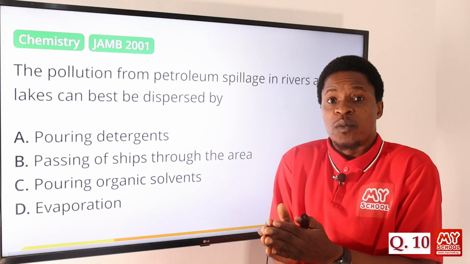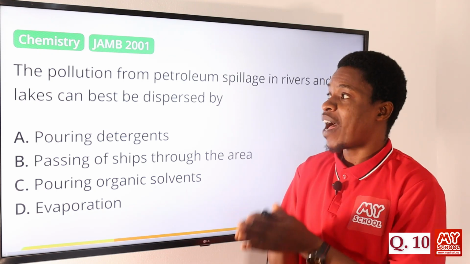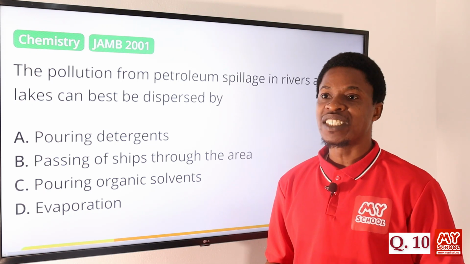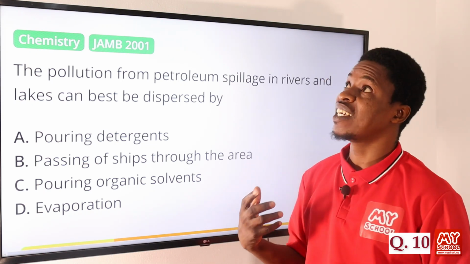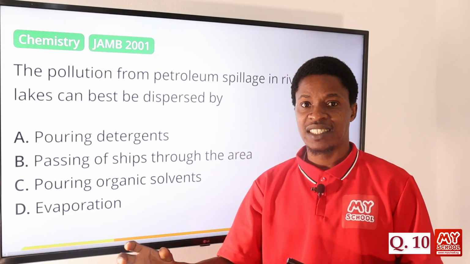The oil will accumulate back again, so that will not totally disperse the oil spillage. Option A, pouring detergents. Yes, detergents actually have what we call the hydrophilic and hydrophobic parts at their ends.